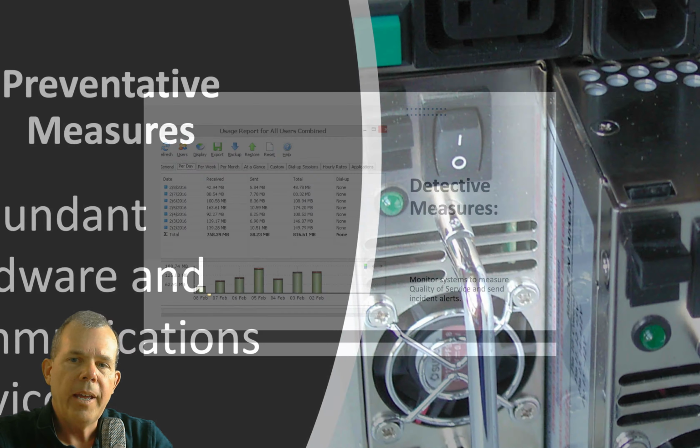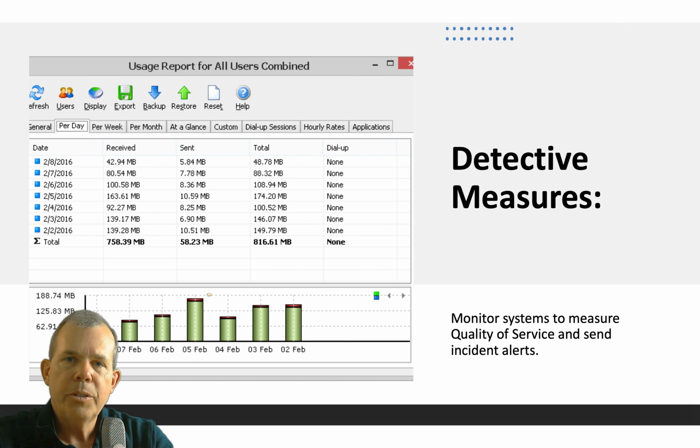It's super important to have detective measures in place so you know how well things are working and you know immediately when they fail. So you should have alerts set up on all your important applications and your data centers and your databases and your files, so that way when things go wrong, you can start reacting immediately.